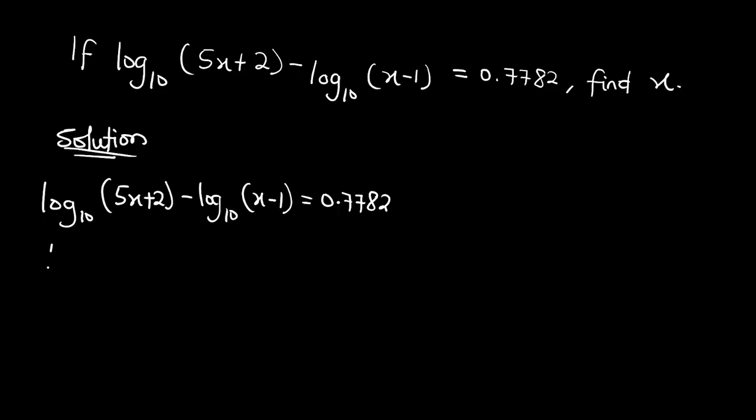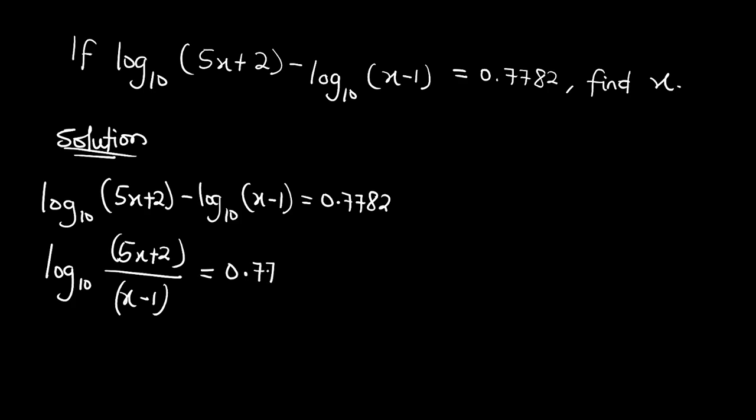So we maintain one of the logs, so we'll have log base 10. Then the first term that comes over here, which is 5x + 2, will now be the numerator. So we have 5x + 2 becoming the numerator all over, then the x - 1 over here becomes the denominator. So this whole expression can be rewritten as this. This is one of the laws of logarithm, and this would therefore be equal to 0.7782. Okay, so we are just rewriting the left hand side into this form, and then we are repeating the right hand side.